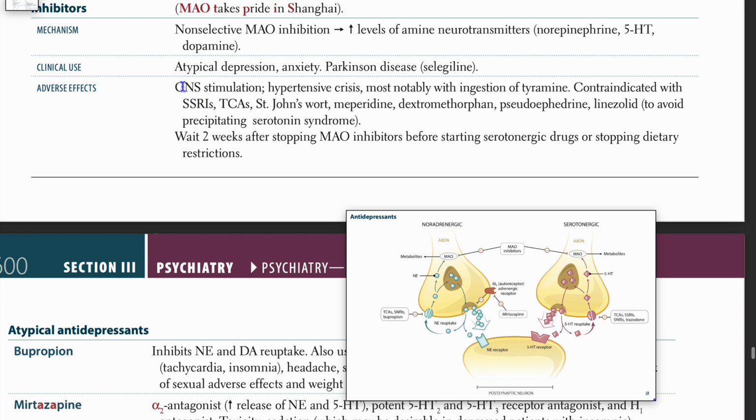Adverse effects are CNS stimulation, hypertensive crisis, most notably with ingestion of tyramine. Remember the tyramine-rich foods, the wine and the cheese and all that stuff. Contraindicated with SSRIs, TCAs, St. John's wort, meperidine, dextromethorphan, pseudoephedrine, linezolid. To avoid precipitating serotonin syndrome, wait 2 weeks after stopping an MAO inhibitor before starting serotonergic drugs or stopping dietary restrictions.